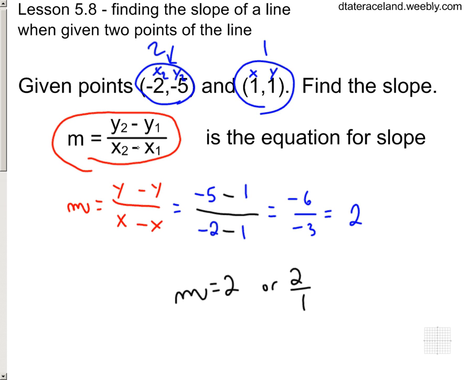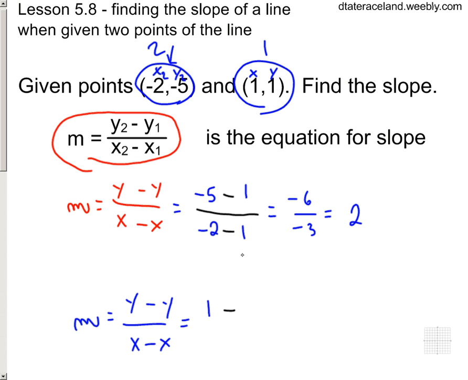And also, just to prove to you that it really doesn't matter which point you start with, let's go through and do the same equation a different way. y minus y over x minus x. Instead of starting with that -5, let's start with the +1. So it's 1 minus -5.